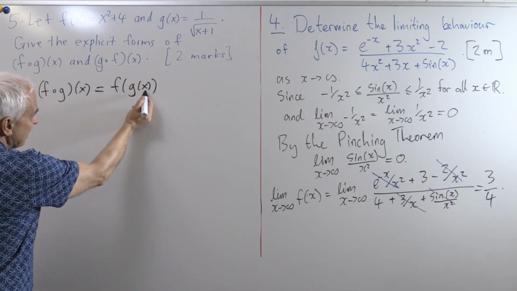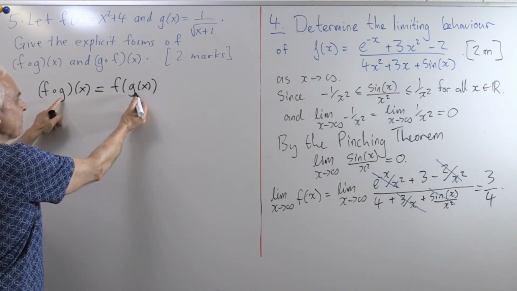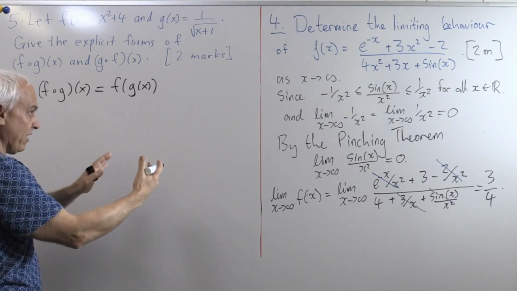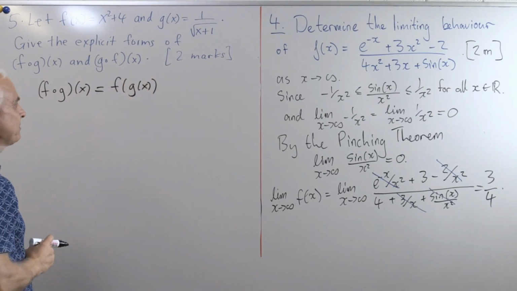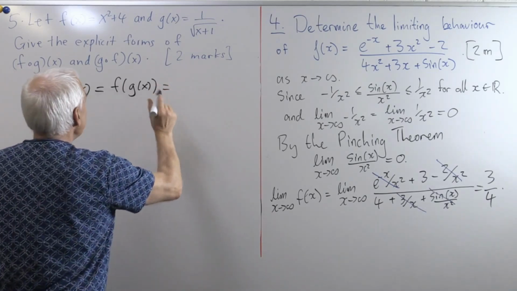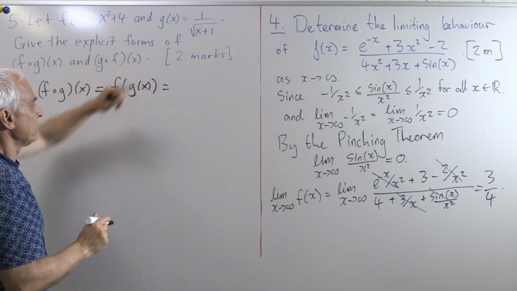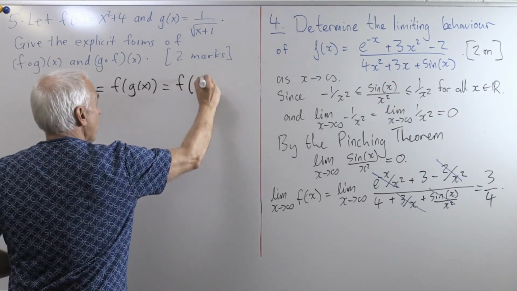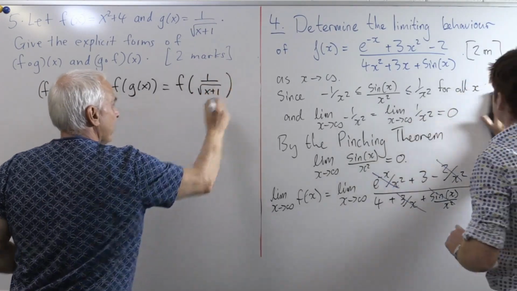So given the input x, what we're doing is we're applying g first, and then after we've done that, we're applying f to the result of getting g of x. Okay, so let's do this in 2 steps. So the first thing I'm going to do is replace the g of x with what it's equal to. So this is f of, we're told that g of x is 1 over square root x plus 1.